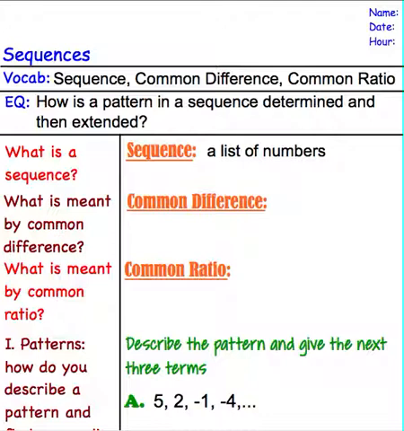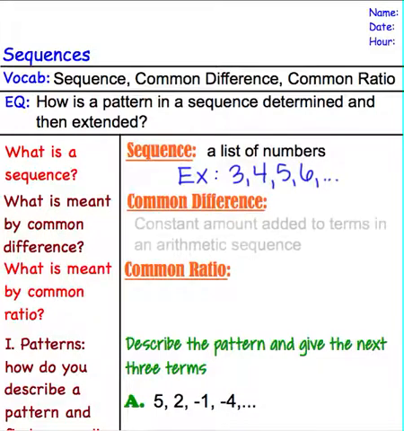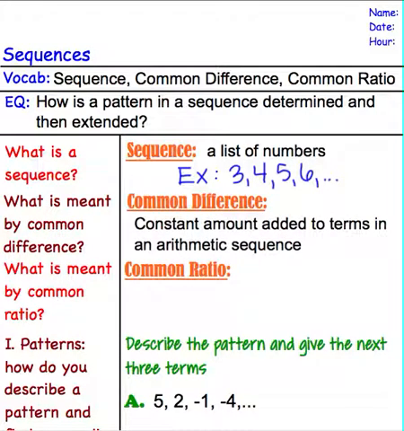For example, we could have the numbers 3, 4, 5, 6 would be a sequence. They don't always have to go up by 1, but in this case I did make them go up by 1. Now when you go up in a sequence or down, they are going to have a common difference, which is the constant amount added to terms in an arithmetic sequence. So in the case of our sequence 3, 4, 5, 6, the common difference is 1, because from 3 to 4 is 1, 4 to 5 is 1, 5 to 6 is 1, etc.